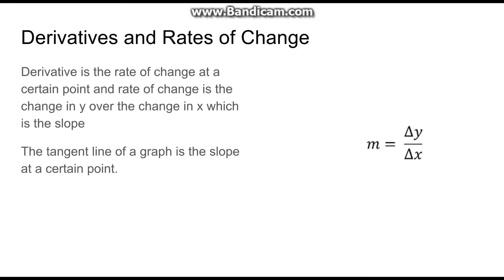So the derivative is the rate of change at a certain point, and rate of change is the change in y over the change in x, which is the slope. M equals change in y over change in x. And then the tangent line of a graph is the slope at a certain point.